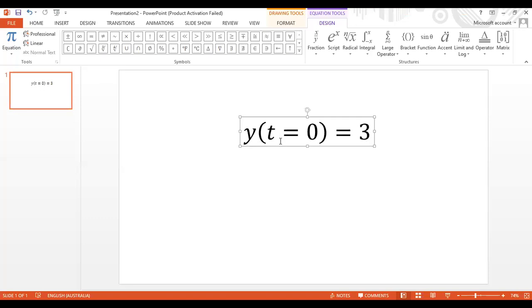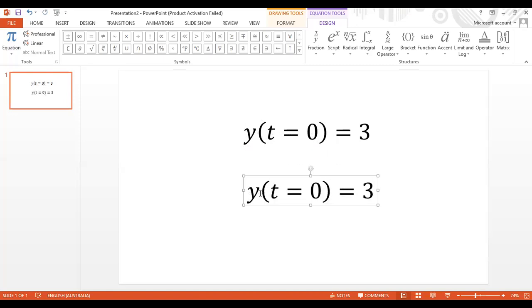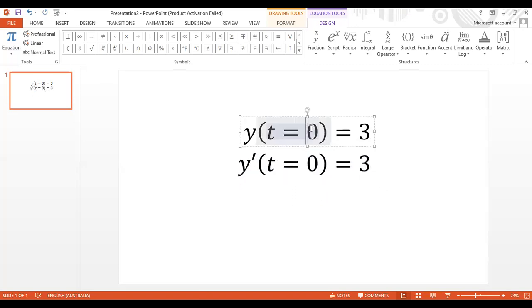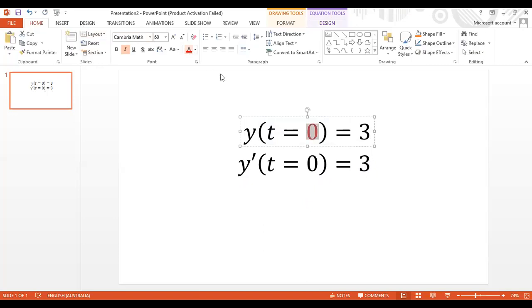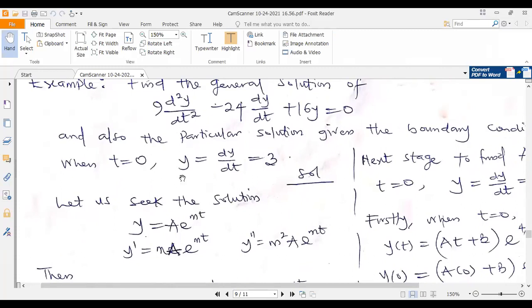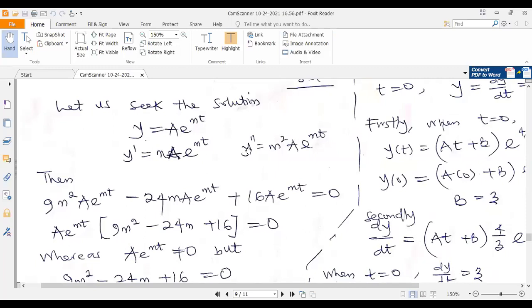Yes, sir. Now, that is the same thing as that condition. Then what about the second condition? The second condition means that y prime at t equals 0 is also 3. So look at the two now. You see that both of them are specified at t equals 0. Can you see it now? Yes. So that means that it is indeed an initial value problem. So when t is 0, y is 3, and dy/dt is 3. So let's go and solve it now.